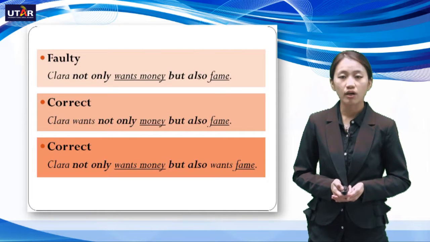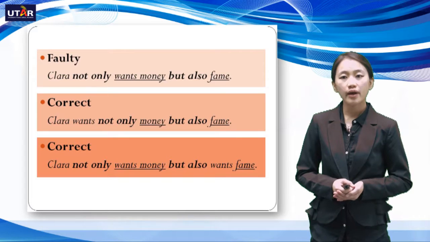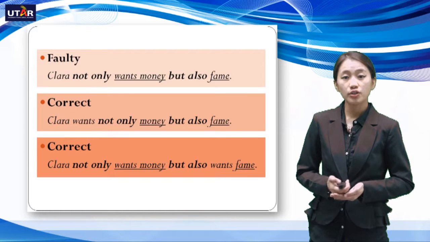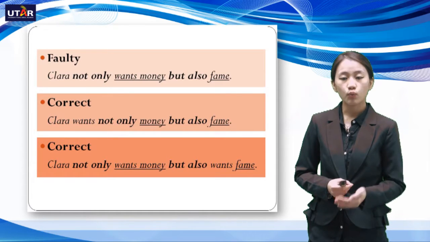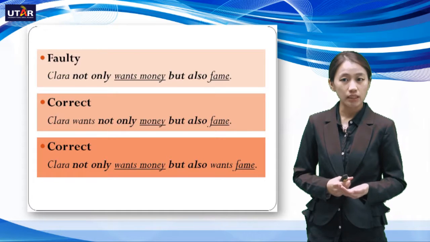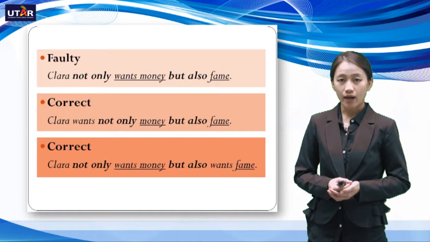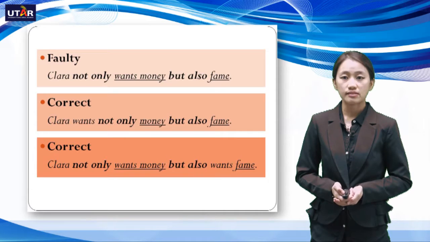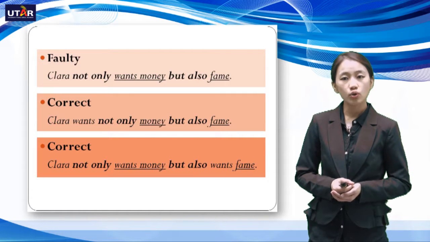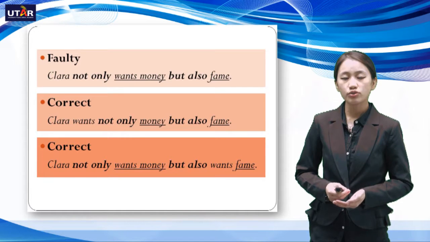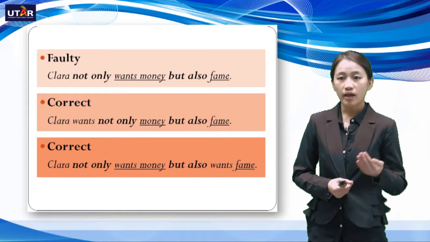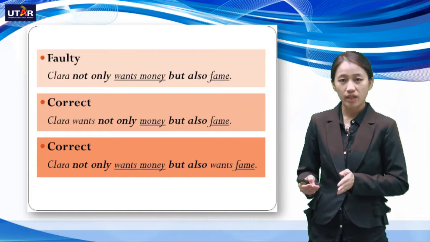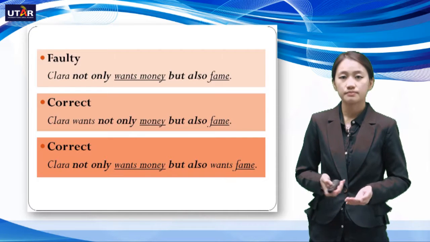So the correct way of this sentence is Clara wants not only money, but also fame. So here you can see that after not only would be the noun, which is money, and the other noun is fame. Another correct way of constructing the sentence would be Clara not only wants money, but also wants fame. So here, after not only wants money, but also wants fame. So this is what we call as parallel.